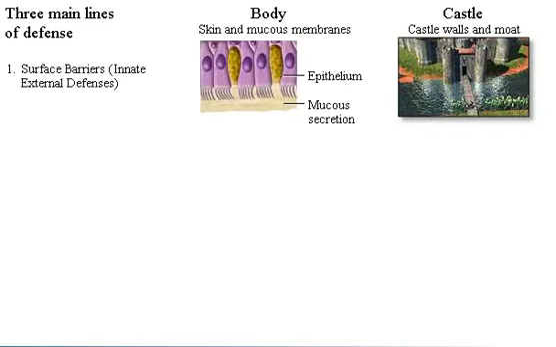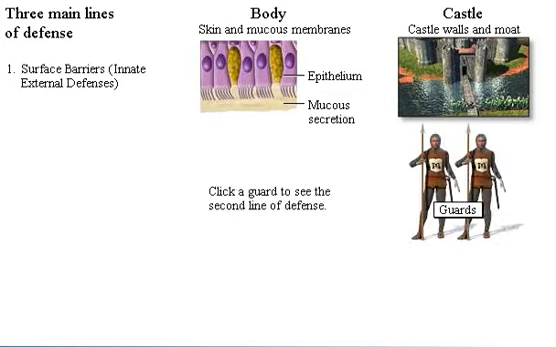The first line of defense consists of the surface barriers to entry, also called innate external defenses. Like the walls of the castle, the skin and mucous membranes form this barrier. Like the moat surrounding the walls, many of the body's barriers are coated in secretions such as mucus and tears. Click a guard to see the second line of defense.